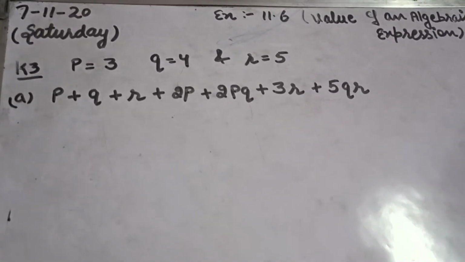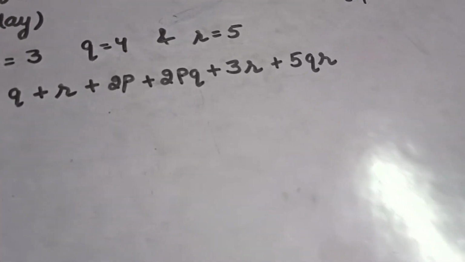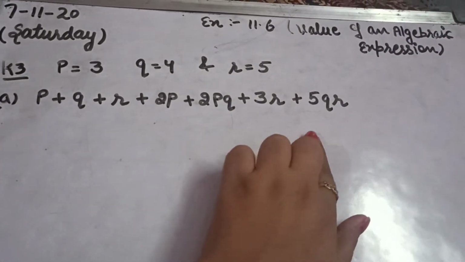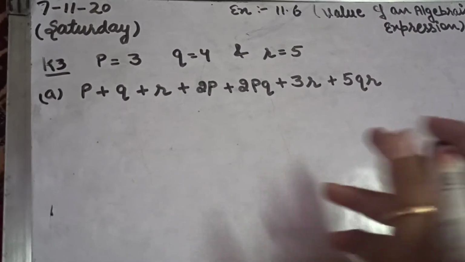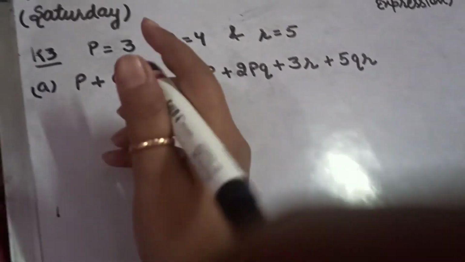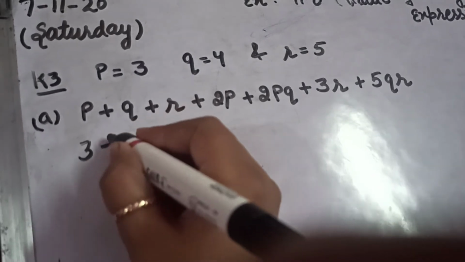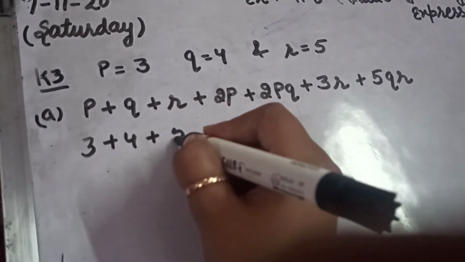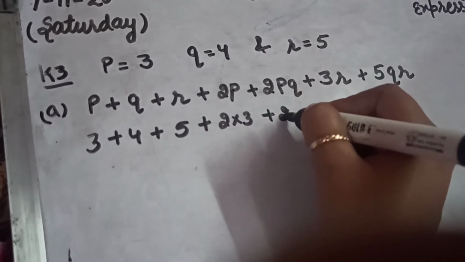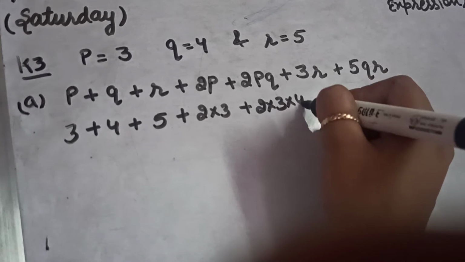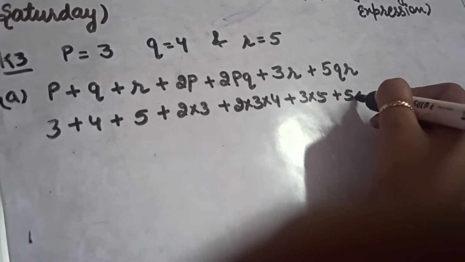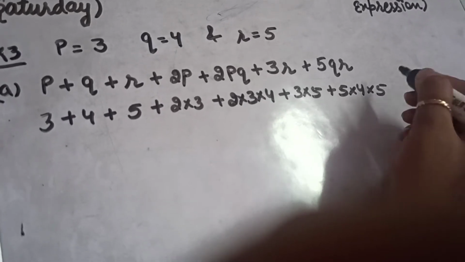Values are P equals 3, Q equals 4 and R equals 5. And these are the statements of the questions. Now what you have to do? In the first step you will put the values: P 3, Q 4, R 5, plus 2 multiply 3, plus 2 multiply 3 multiply 4, plus 3 multiply 5, plus 5 multiply 4 multiply 5.